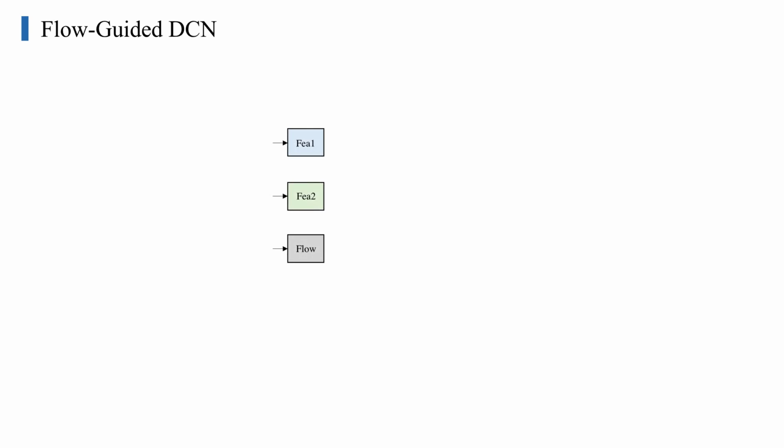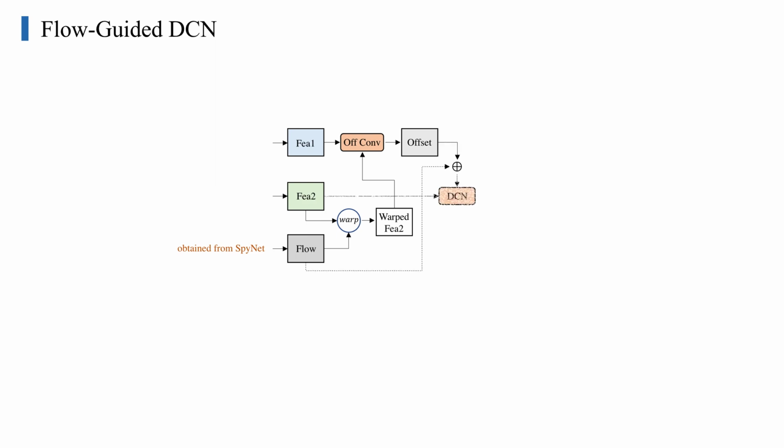Now we illustrate the flow-guided DCN alignment module. Given input feature 1, feature 2, and the corresponding flow estimated from the SpyNet, we first warp feature 2 using the flow to get a coarse-aligned feature 2. Then we concatenate this coarse feature with feature 1 to obtain a refined offset, which can be added to the flow to get an accurate offset. And we obtain the final aligned feature 2 based on the DCN.